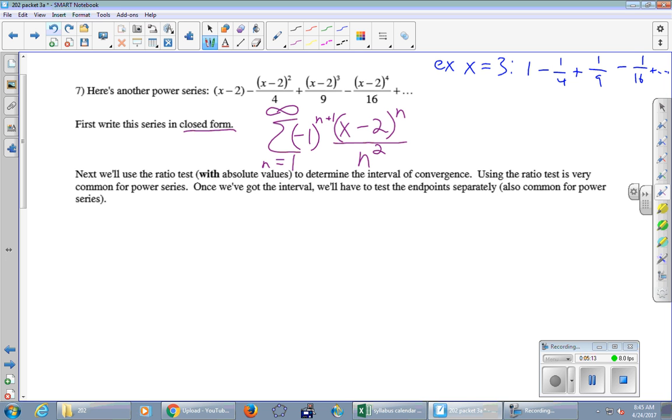Yeah, you could do n minus 1. Yeah, you just have to jog it. Yeah, and that's fine. Yeah, n plus 1 or n minus 1 is okay.